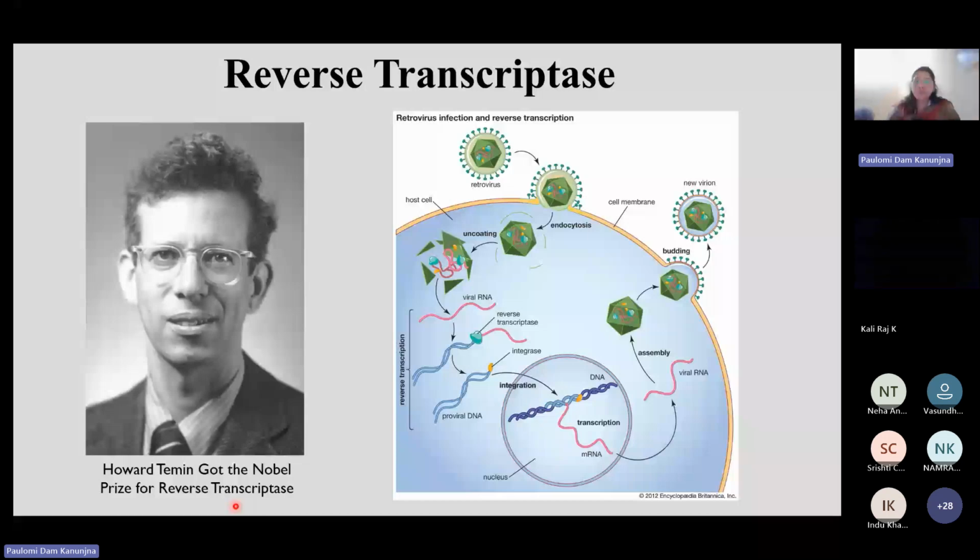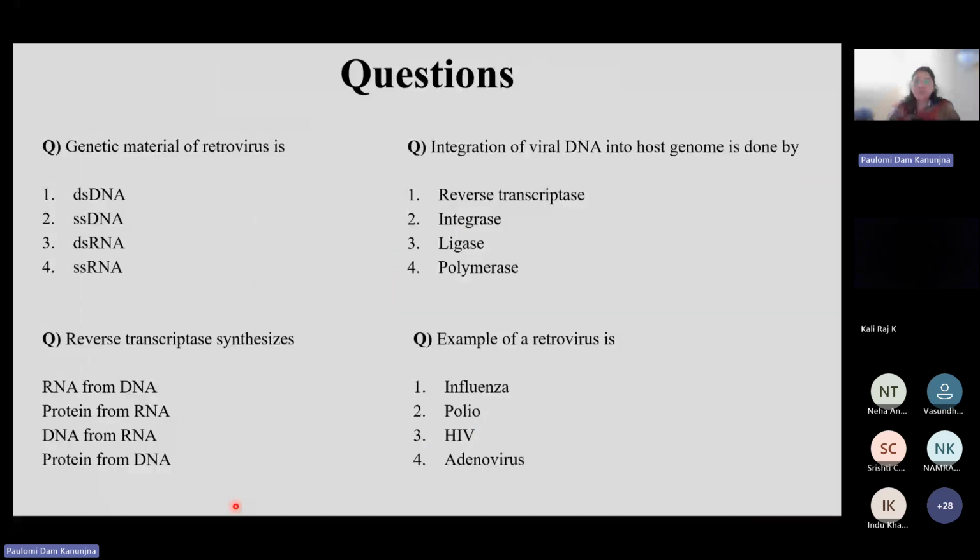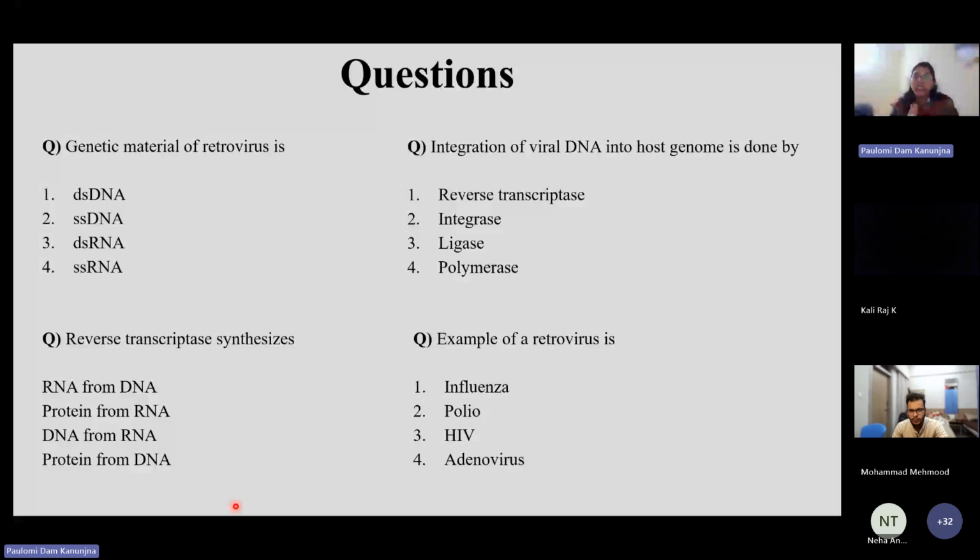Right. And that will bring us to the last set of questions. Now you will have some questions which were from the previous years' assignments. So do those, because they will give you an idea of what kind of questions actually come in the exams. Okay. So, genetic material of retrovirus is what? Reverse transcriptase synthesizes what? Integration of viral DNA into host genome is done by which enzyme? And I told you about retrovirus, but I did not tell you the name of the retrovirus. So can you guess which one of these is a retrovirus?